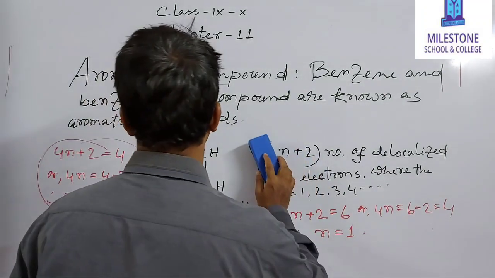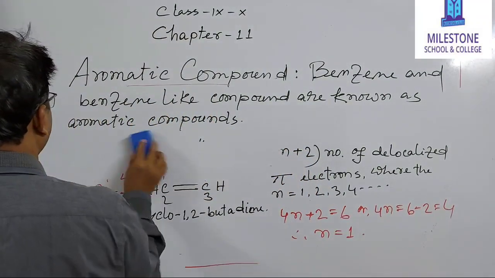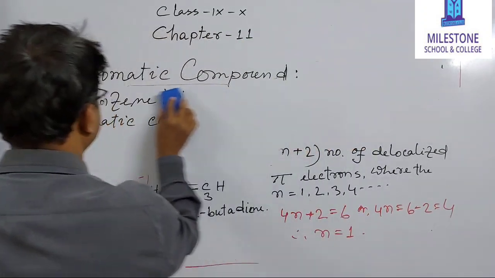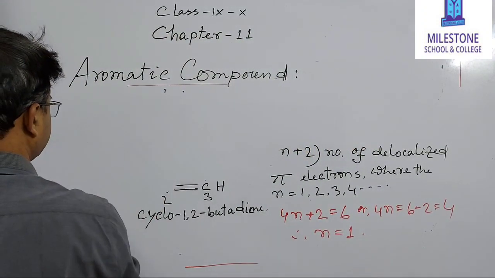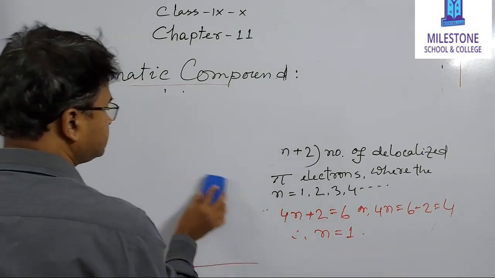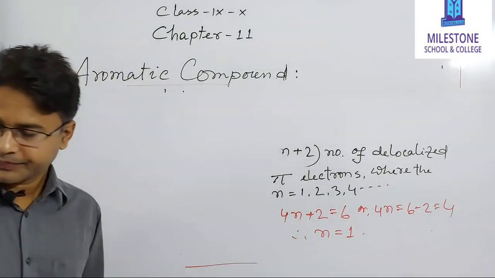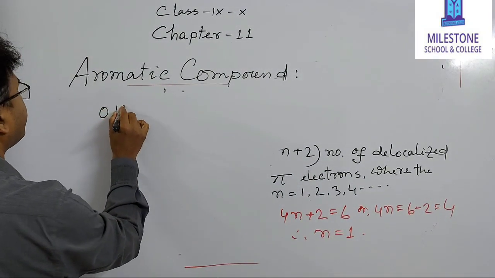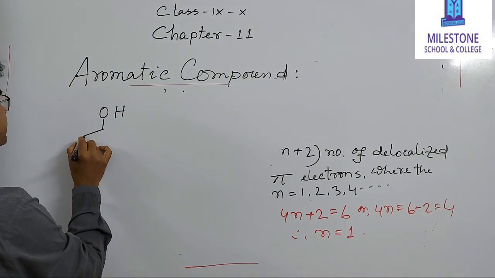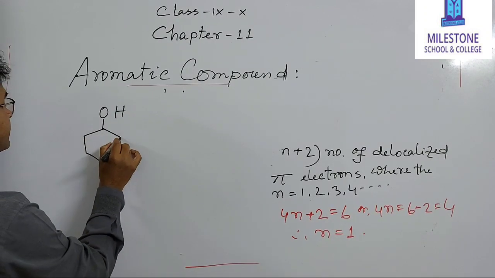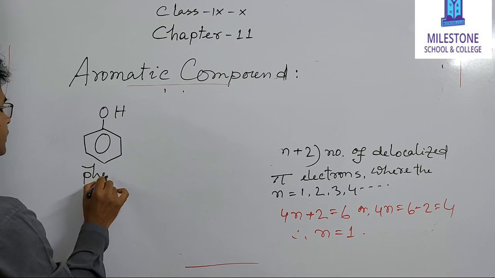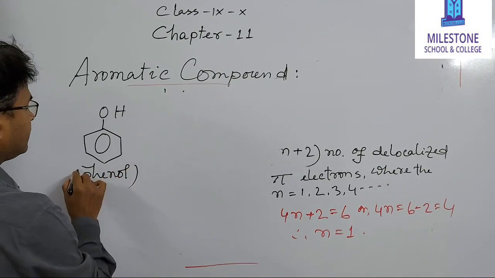Dear students, now I would like to give you another example of aromatic compounds again. Suppose phenol. If an OH group is directly bonded with the benzene ring, then the compound is known as phenol.